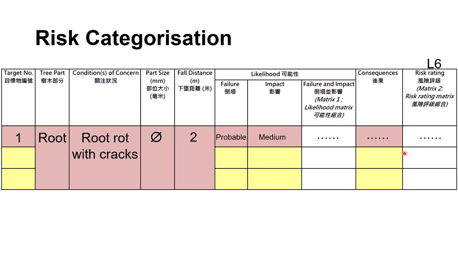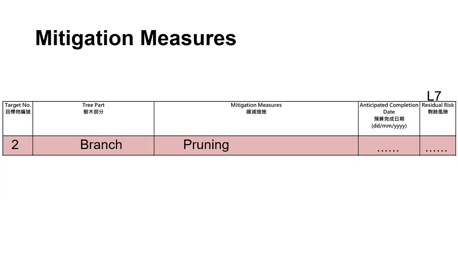And then for all these boxes on the right hand side, they are the likelihood, consequences, and risk rating. I think you know how to fill them in, because in your quiz 2, there are a lot of questions about these likelihoods, consequences, and risk rating things. Then in lecture number 7, we have gone through the mitigation measures. You see here, we use the target number again. But now we are on the second target, which is the branch, and then this is the mitigation measures you propose. There is no correct answer for the mitigation measures you propose.